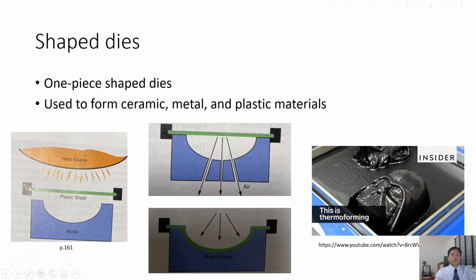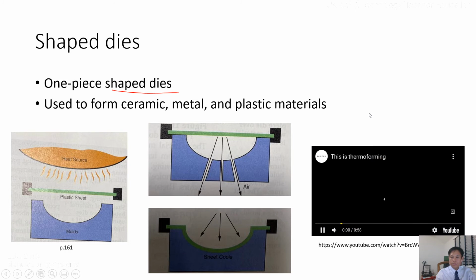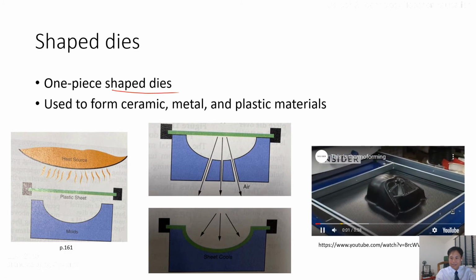And then the third one is shaped dies. That has only one open piece shaped die. So this is very interesting. Let's look at this example first. This is a shaped die example. You want to create a mask like this.